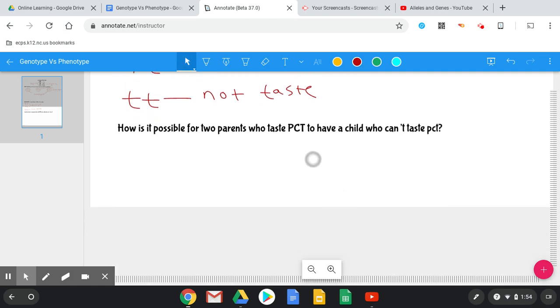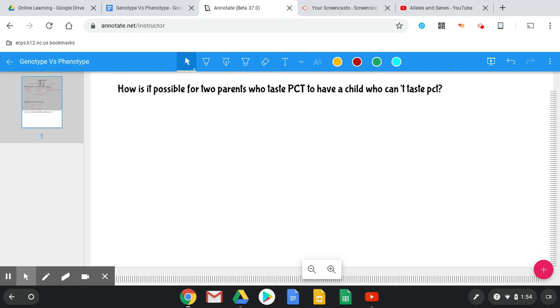Okay, so let's look at this question down here. How is it possible for two parents who taste PTC to have a child who can't taste PTC? All right, so let's look at the end of it first. A child who can't taste PTC, what would their genotype be? Well, someone who can't taste PTC, that's recessive. Okay, so that's going to be two lowercase t's, homozygous recessive.